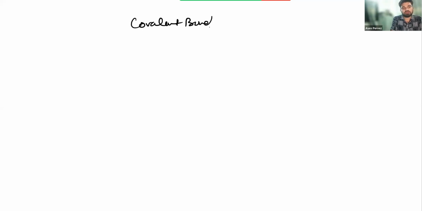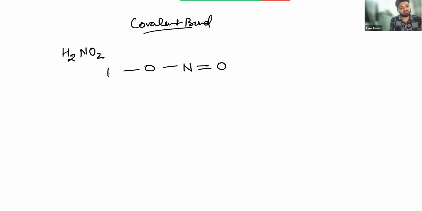Covalent bond. You know that the covalent bond is the bond that is formed by sharing of electrons, and that we have written in the previous class. Noah, you have written this one. Covalent bond is that bond that is formed by sharing of electrons. For example, if I'm having this structure of H2NO2, then we can have this one, N. Let me explain how a covalent bond is formed between these.